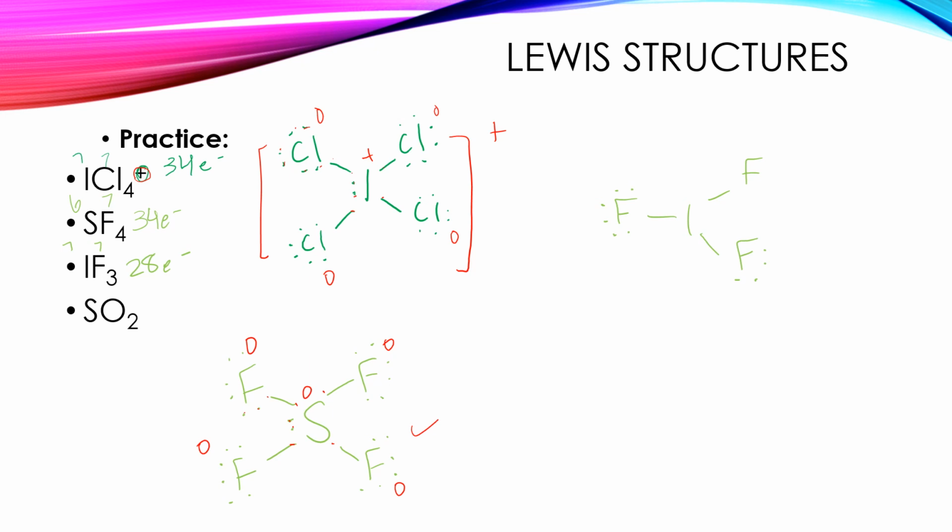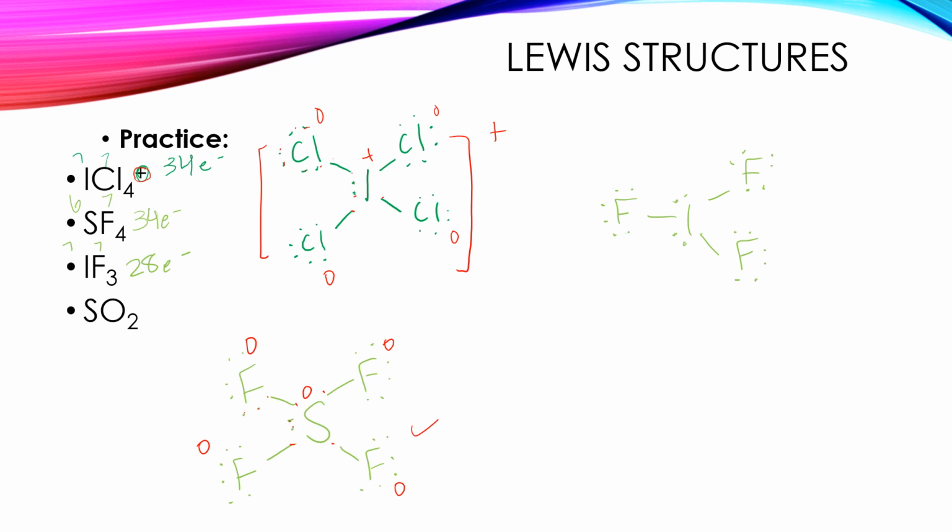So 6, 7, 8, and so on up to 24. So I need 4 more, and I'm going to put them inside here on the iodine. And again, iodine is past row 2, and so it can have an expanded octet.